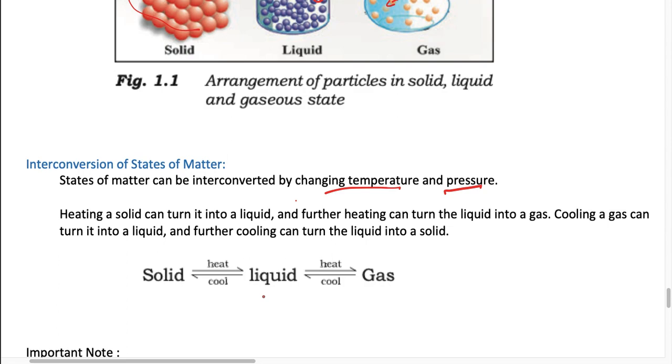So this is a reversible process, where if we heat a solid, it will convert into liquid, and if we heat the liquid, it will convert into gas. And when we cool the gas, it can turn into liquid, and if we cool it further, it will convert back into solid. So this is the process where we can interchange the state of matter, by changing temperature and pressure.